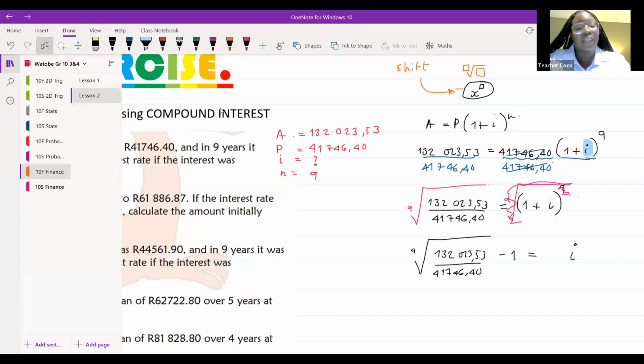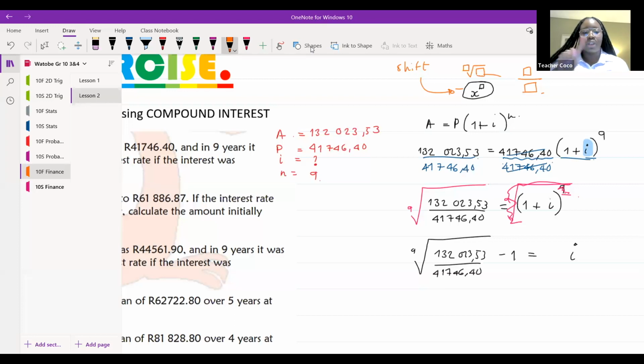And you're correct, Shaden. Finding i is the hardest. So we're going to click 9 in there, and then we're going to go underneath that root sign. Underneath the root sign over here, we're going to click this fraction button. And then we're going to put in those 132023 amounts. So we're going to go 132023 comma 53 over 41746,40.